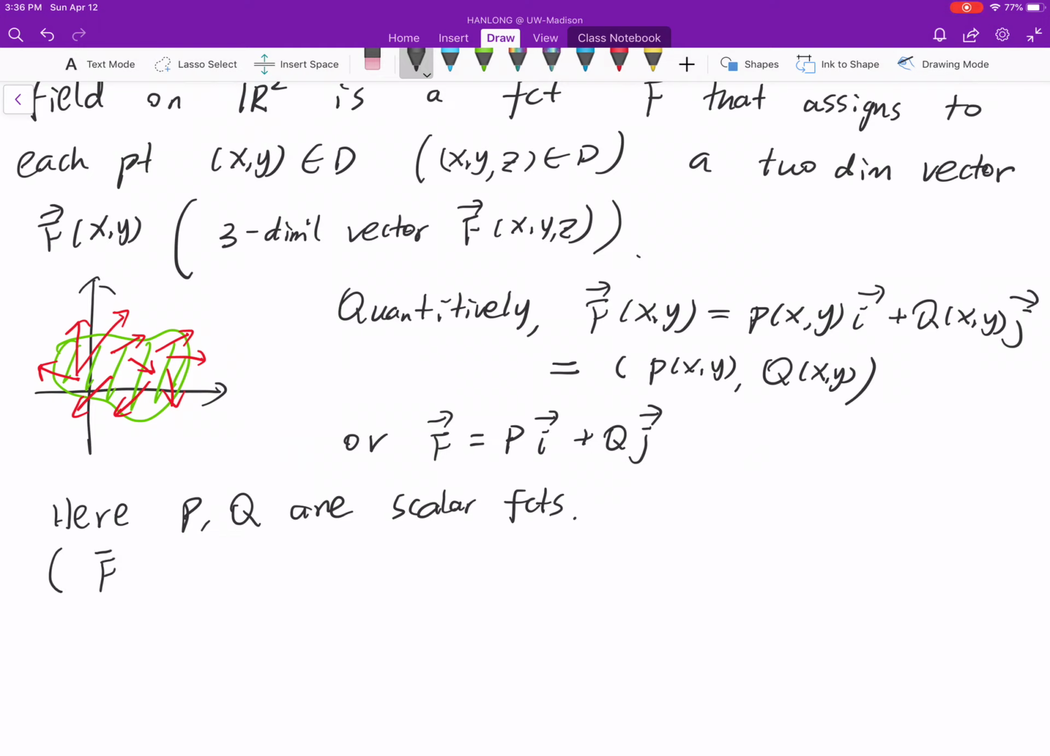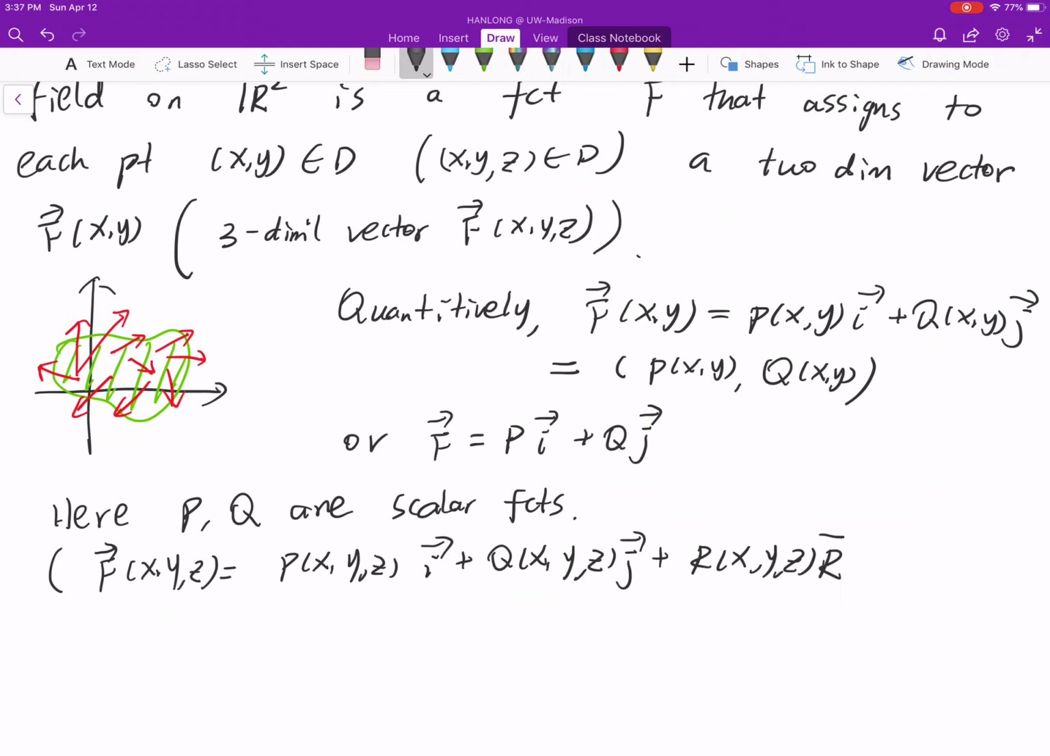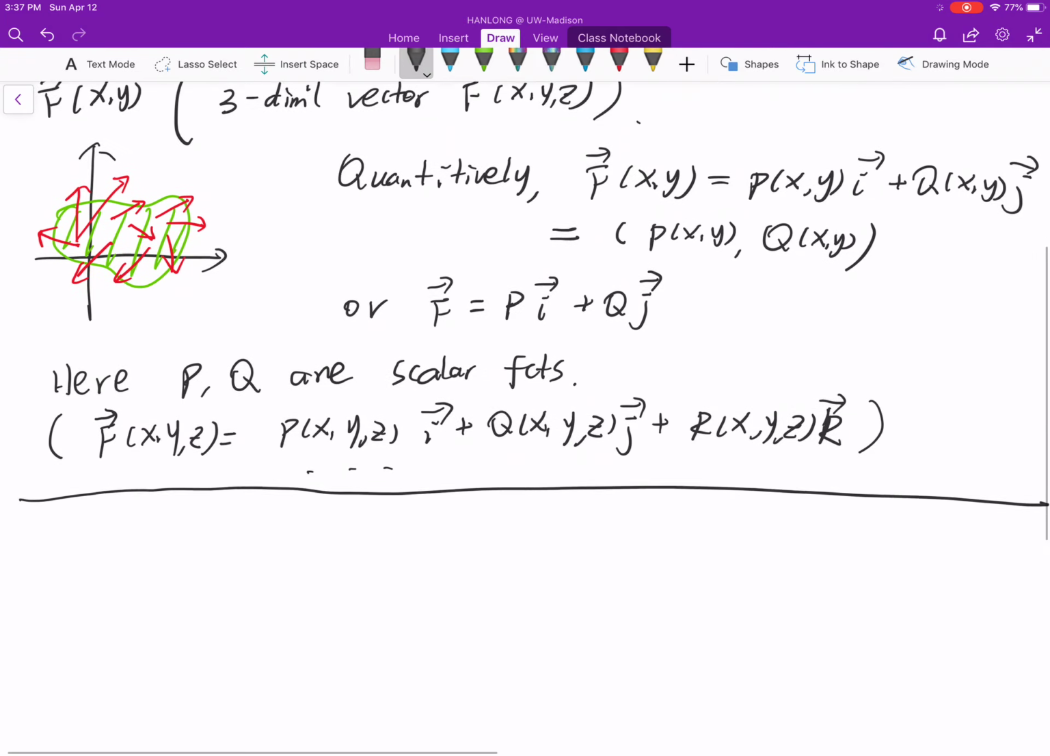So if f is in 3D, then we can write it as p, q, r, three components. Oh, sorry. p i, q j, r k. Yep. And some similar format I will just omit for 3D.